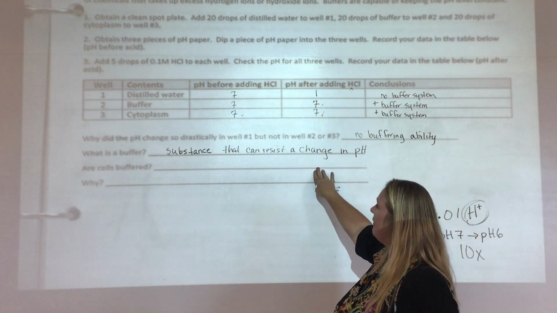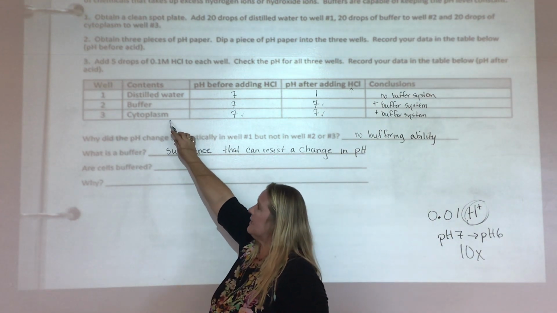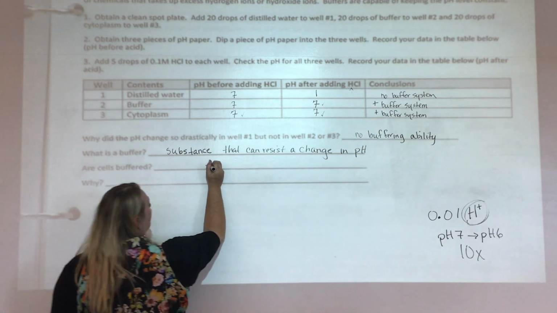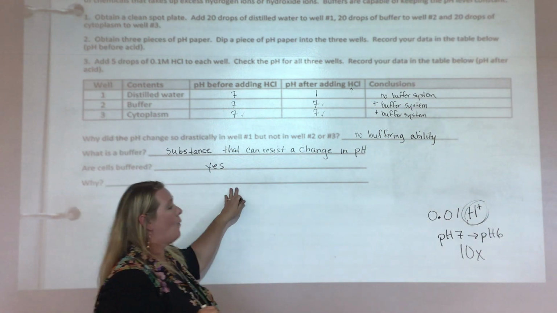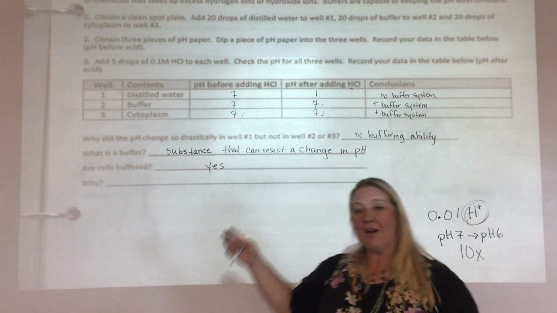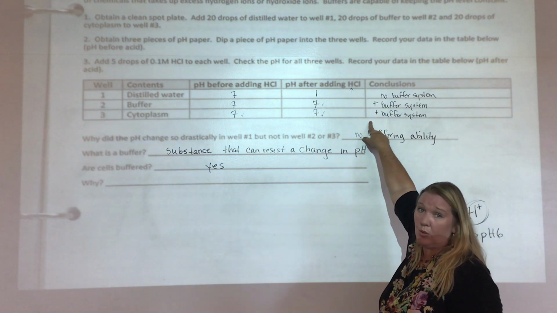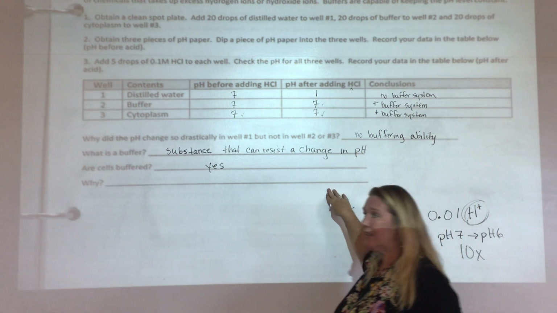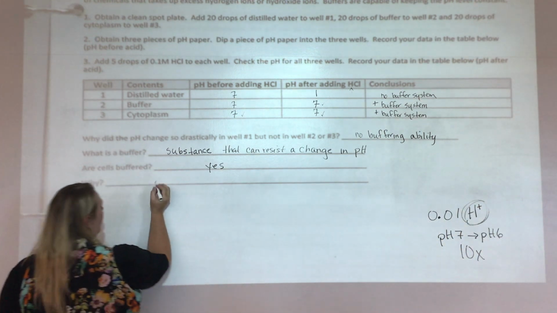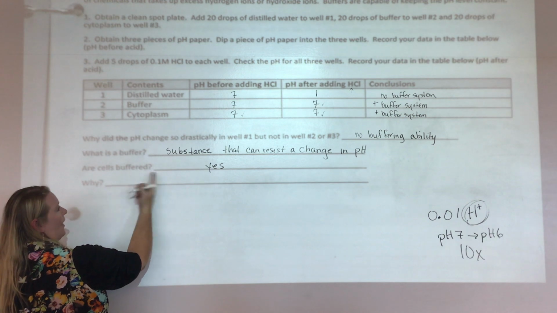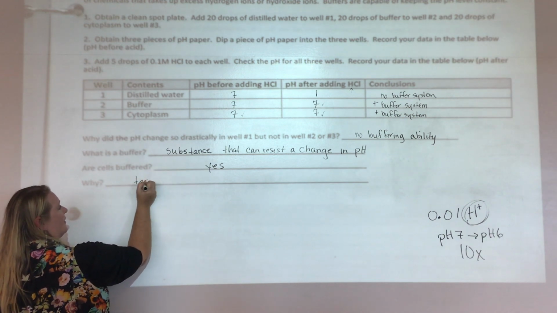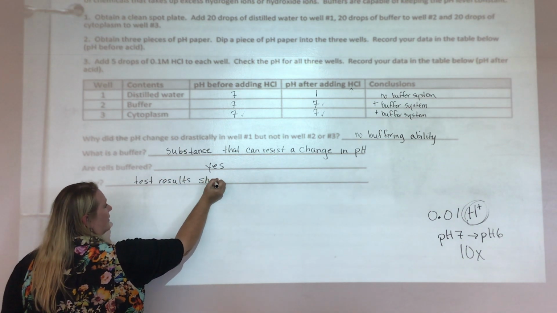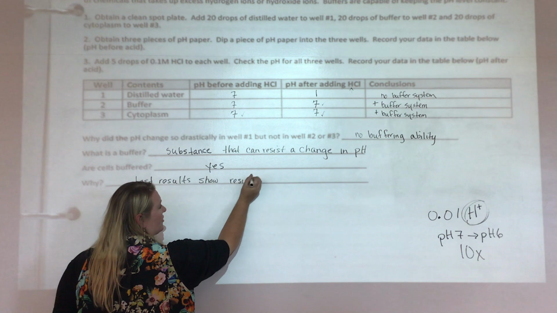Are cells buffered? Cytoplasm is inside of the cell. Yes, they are. Why would they be buffered? Why would they have that, and how do you know? Well, we know because of their test results. It started at 7, it stayed at 7. But they need that to maintain homeostasis. Why do we know that? Well, our test results show resistance to change. There's lots of ways to word that.